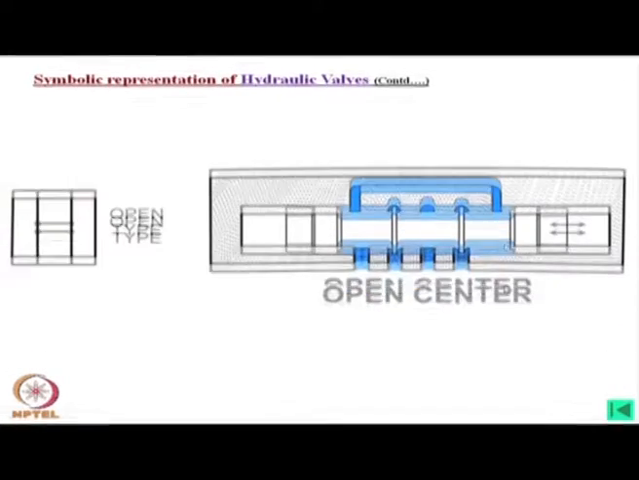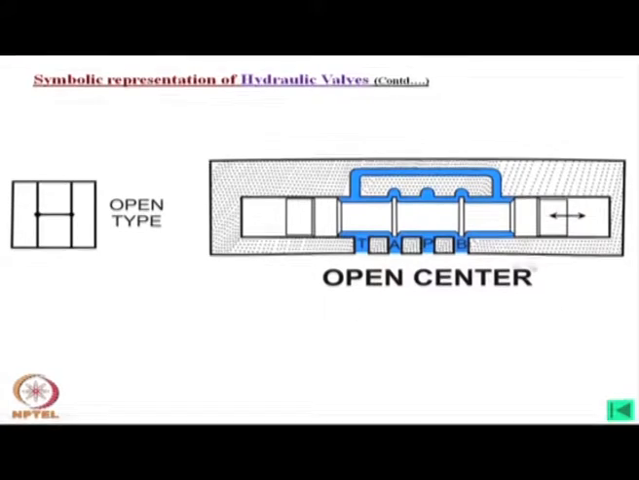Now, if we consider the open center, you can see just this spool is changed. In this case, P is connected to all ports at this neutral position. Now, if I move this in the rightward direction, then P will be connected to B and A will be connected to tank, and if I move in the other direction, it will be reversed.